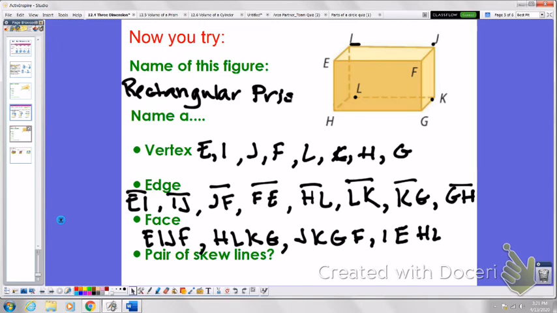Alright, last but not least, a pair of skew lines. There are a ton of them that you could have done here. I'm just going to give you one or two. So I see line EI would never intersect and is on a different face than line HG. So again, EI and HG, they are on different faces and would never intersect, making them skew lines. So that's just one example there.